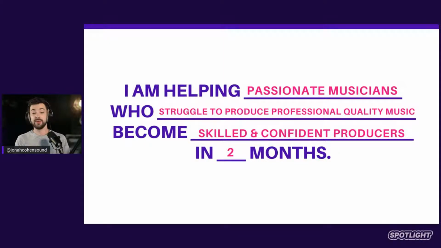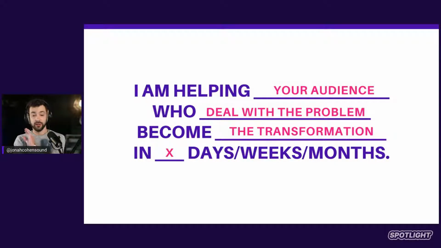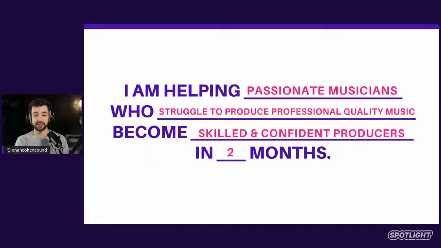So I want to back up and hit this one again. I am helping insert your audience, who insert the problem they're dealing with, become the transformation you're promising in X amount of days. This plays out to look like I am helping passionate musicians who struggle to produce professional quality music become skilled and confident producers in 2 months. I hope this is a powerful tool for you. It makes it super easy. It's one sentence, maybe two if you have a little longer, but you can easily put this into an email, a text message, or any form on your social media as a story or a post.